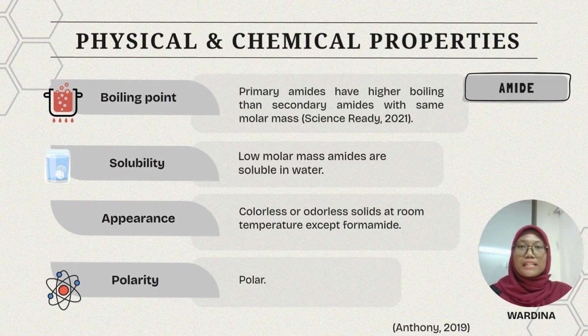Now, let's move to the physical and chemical properties of the amides. Amides have relatively high boiling points. In fact, primary amides have higher boiling points than secondary amides with the same molar mass due to the stronger hydrogen bonding. Low molar mass amides are soluble in water, but as the chain gets longer, solubility decreases. Most amides are colorless, odorless solids at room temperature, except formamide, which is a liquid. Amides are polar compounds because of the carbonyl and amino groups, which makes them interact strongly with water.